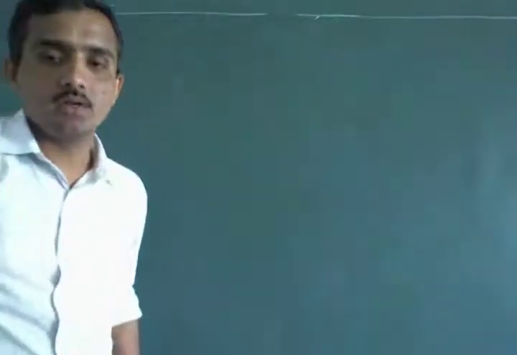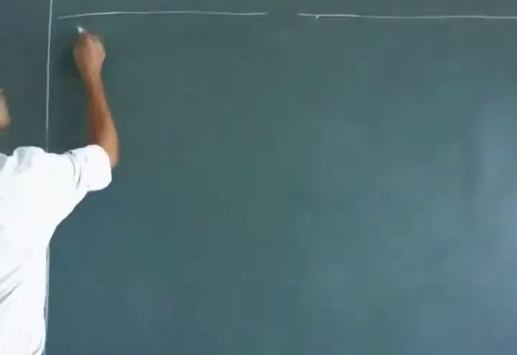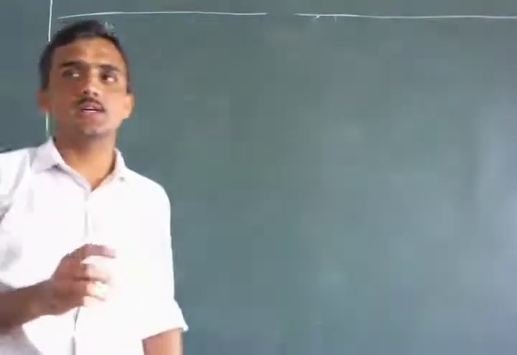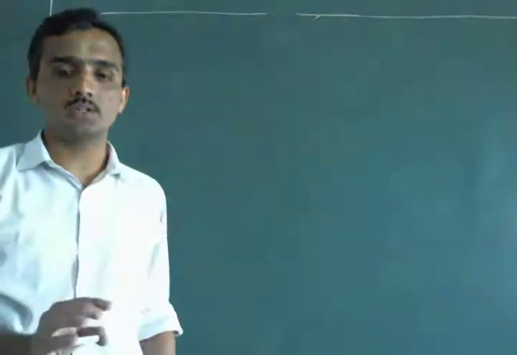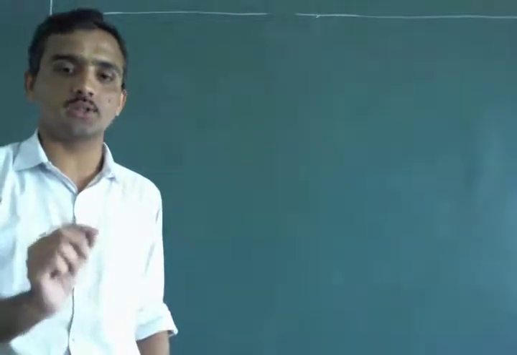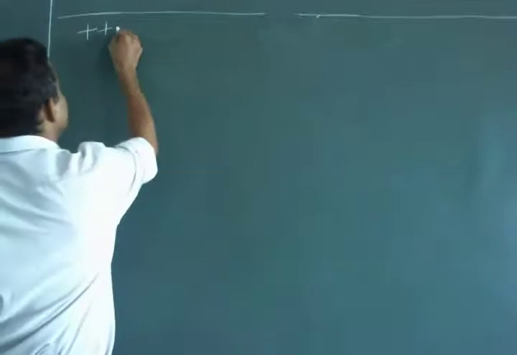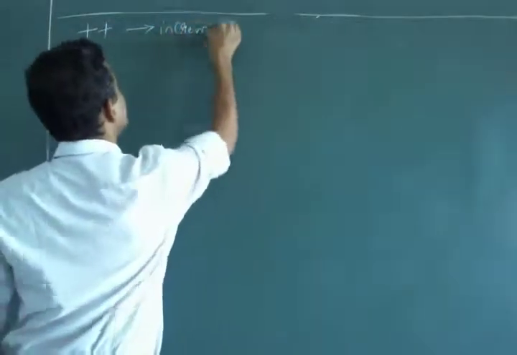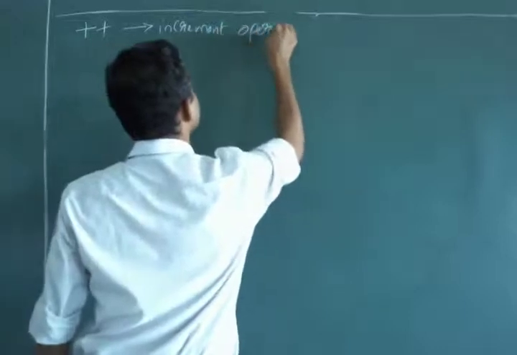Okay. So listen. When we use the plus plus symbol without a space, that is considered as one operator. Don't consider it as two operators. Only one operator it is, because we are using it continuously without a space. When we use plus plus in this way, it is called the increment operator.